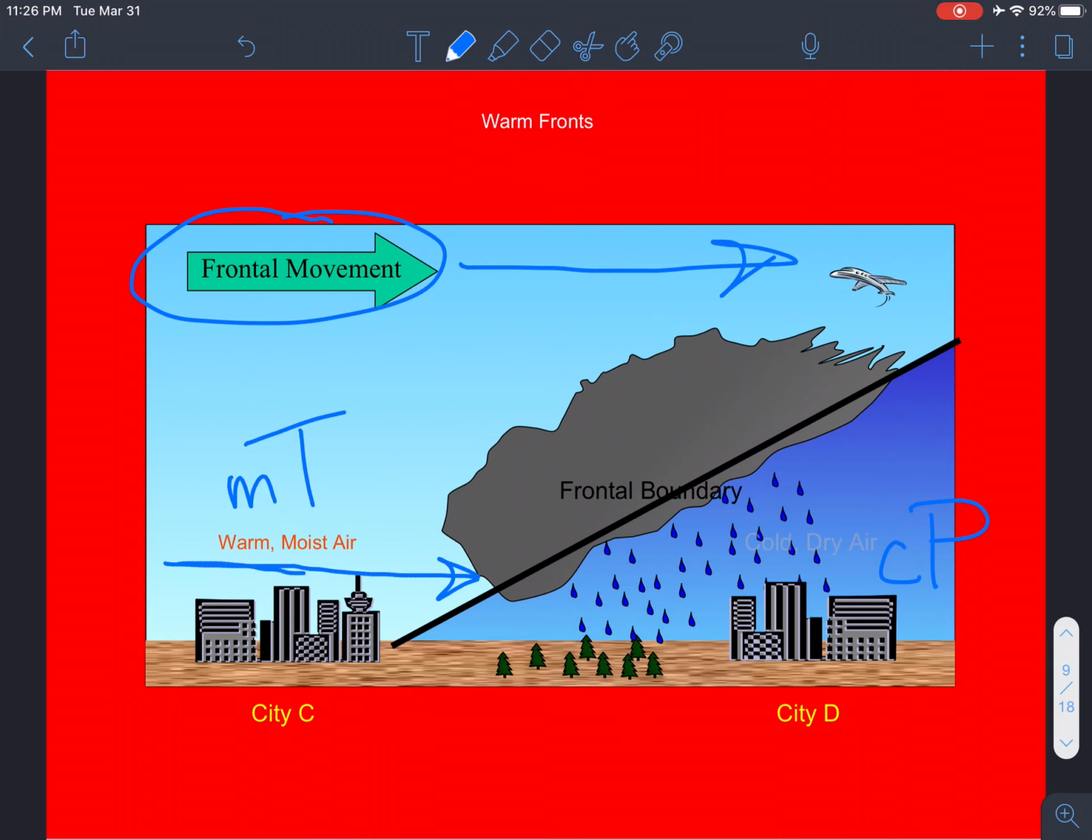Now, when that warm, moist air comes in and it hits that front, it's going to be pushed upwards. And again, when you get that warm, moist air rising, you get clouds. But if you notice here, these clouds are more spread out, which means that the rain is going to last for a lot longer period of time.